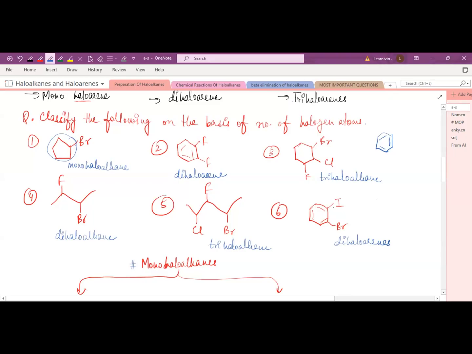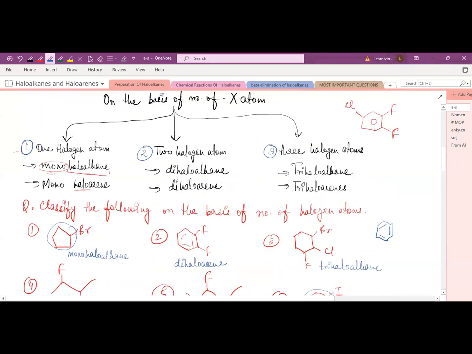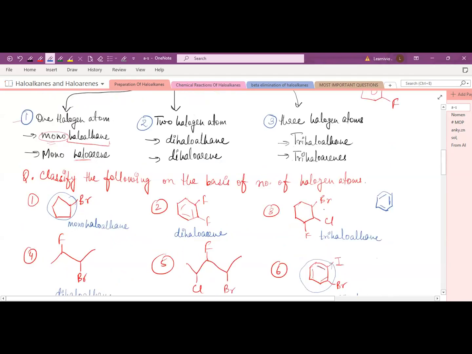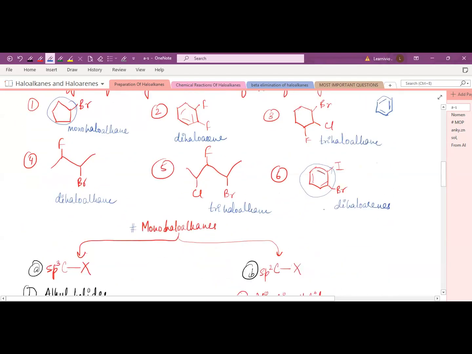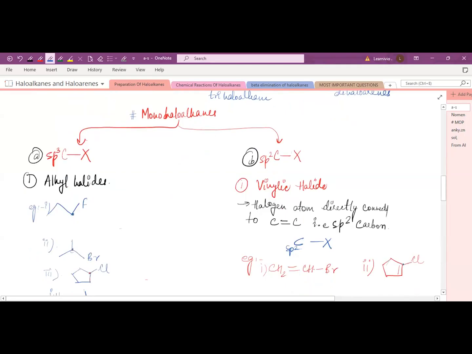For aromatic I have said it simply: that is your alternate double and single bond. You will see it just like a benzene ring. Okay, so that's the classification on the basis of number of halogen atoms. Okay, next one. Monohaloalkanes, that is very important.